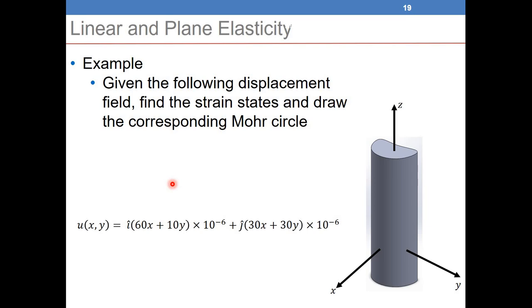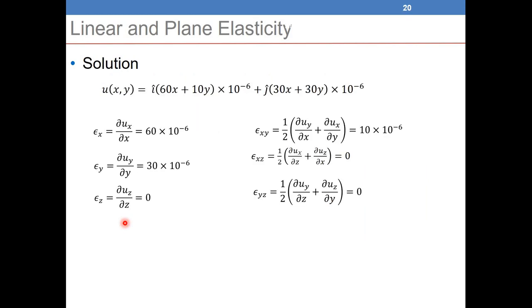For example, let's look at this example here. Given the following displacement field, find the strain state and draw the corresponding Mohr circle. So we need to find the strain state and we need to draw the corresponding Mohr circle. This example is a revision of what we had in the previous lecture about the strain state. So we have a displacement field. If I have the coordinates of any point, I can find the coordinates of the same point after deformation using the displacement field.